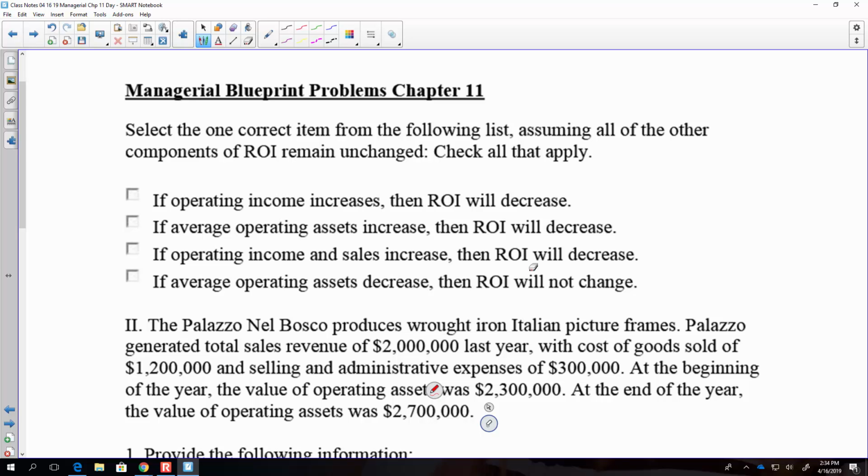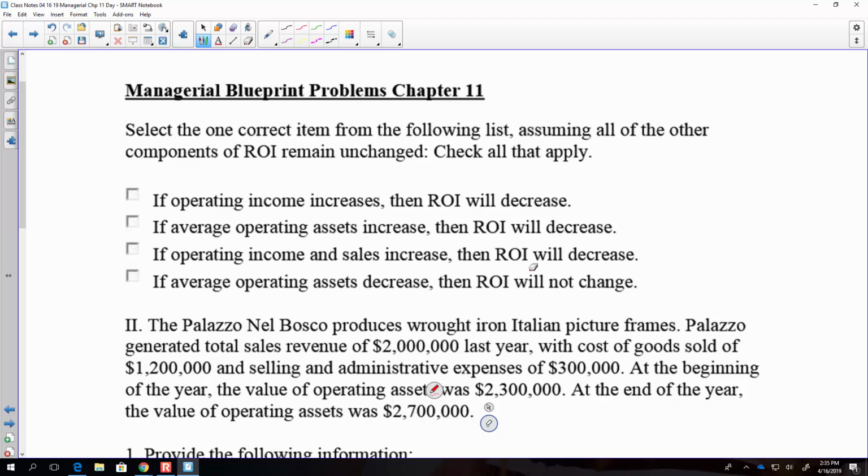The last section, I'd like to do some pre-test questions. They're called blueprint problems, so this is a problem that I got from the last edition. And first question is, select one correct item from the following list, assuming all the other components of ROI, return on investment, remain unchanged. Check all that apply.